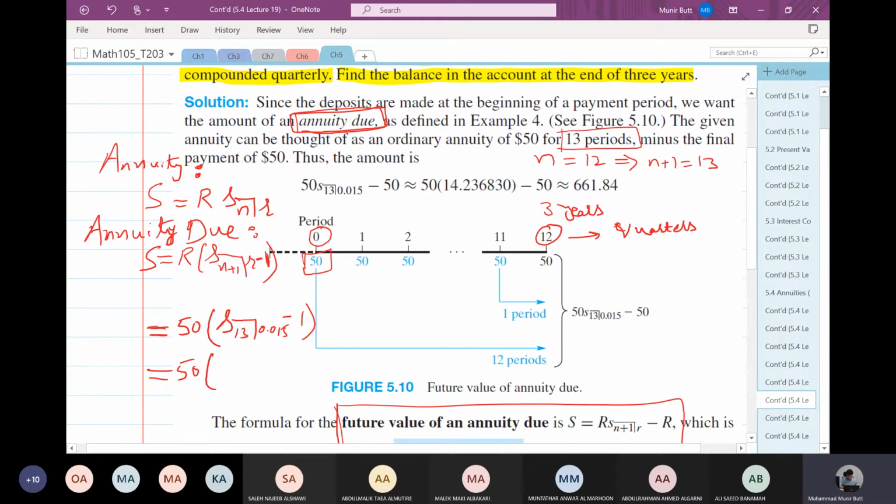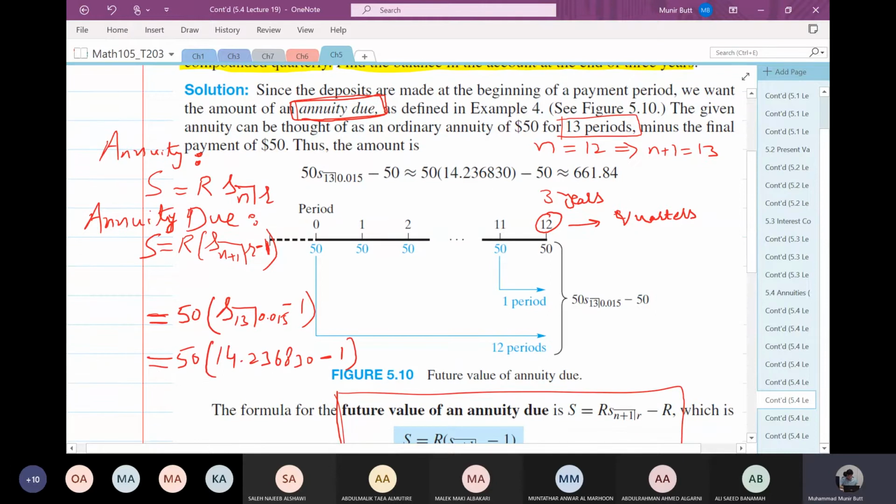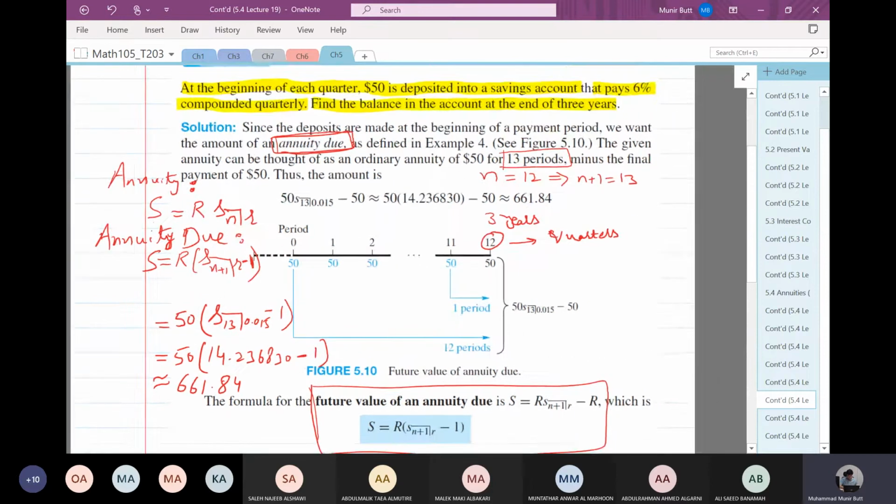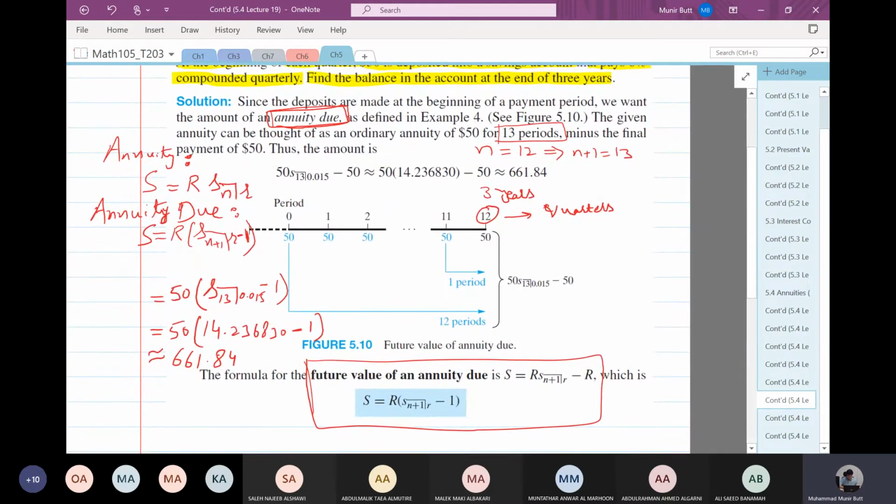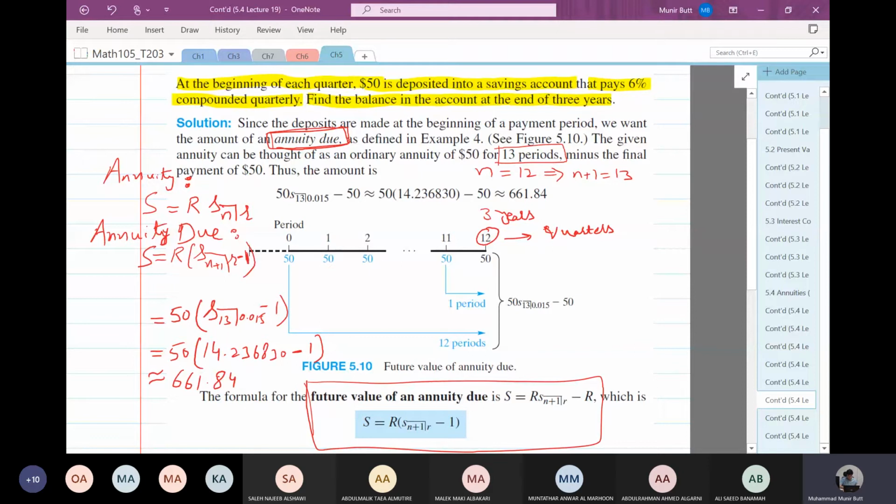When you see the table, you will see that the value is 14.236830 minus 1, and when you compute it, it will be approximately equal to 661.84. So now this means that the balance after 13 periods, but after 3 years, the amount due is 661.84.